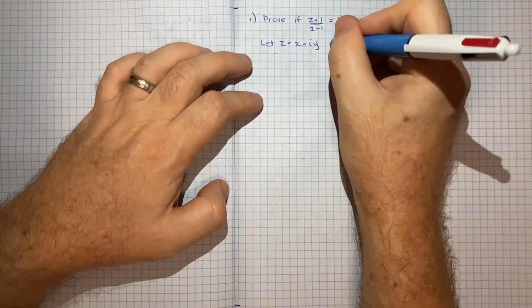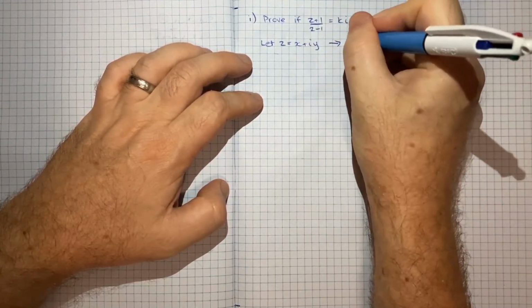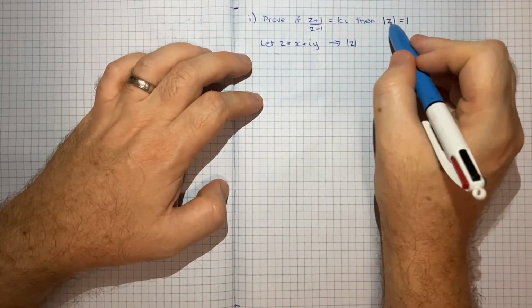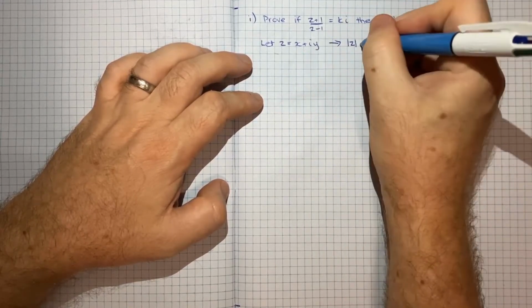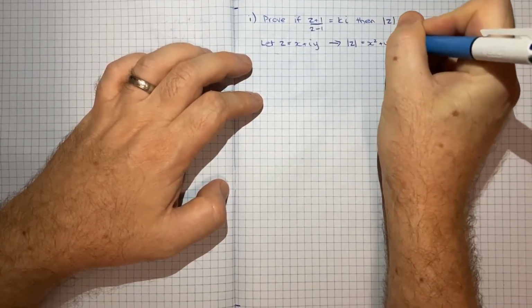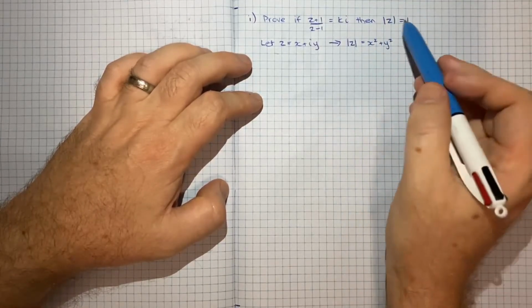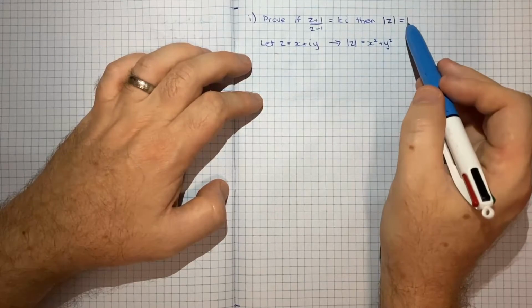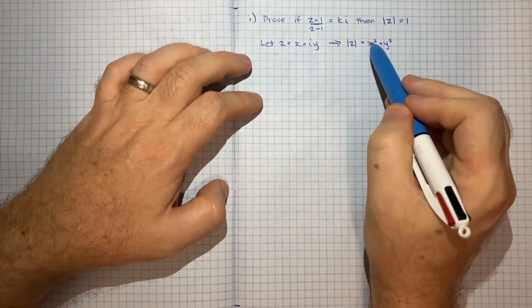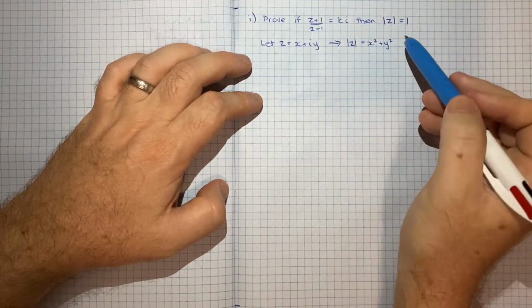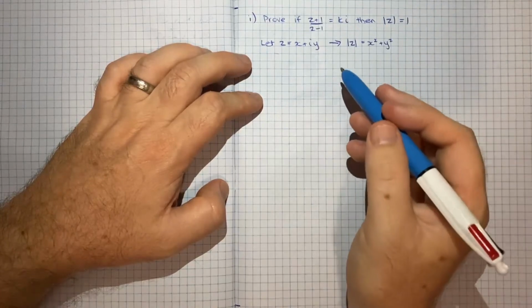It's worth noting at this point that the modulus of z, which is what we're concerned with, in this format is equal to the square root of x squared plus y squared. So if we're trying to show that the modulus is equal to 1, then we're trying to show that x squared plus y squared is equal to 1. So let's see if we can get there.